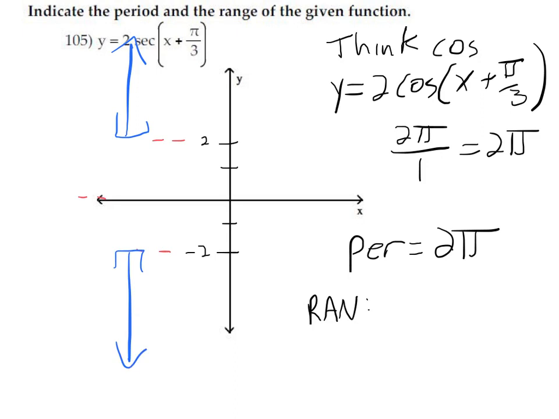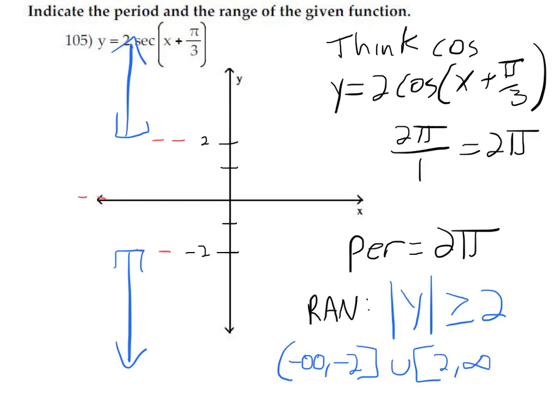And the way the book has this is the y values in absolute value are greater than or equal to 2. That's a nice form. Just tells you the y has to be larger than 2 or maybe equal to. You could also have it in interval notation, -infinity, comma -2, hard bracket, union, hard bracket 2, comma infinity. That would be another common form.